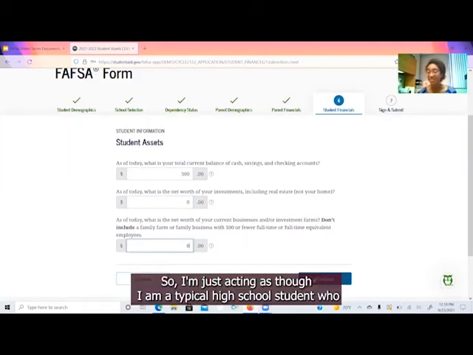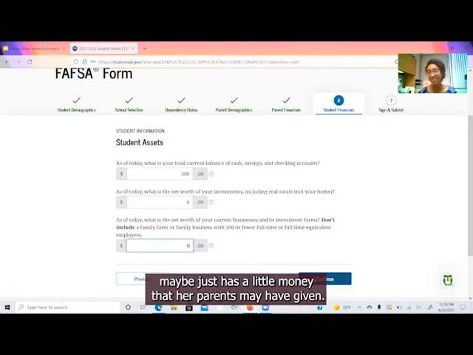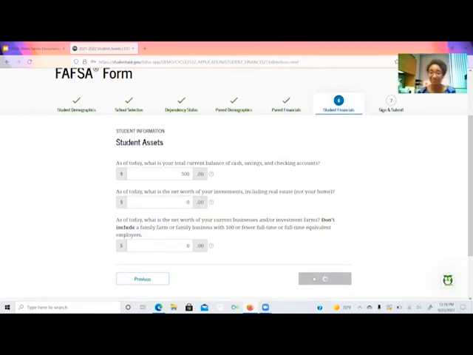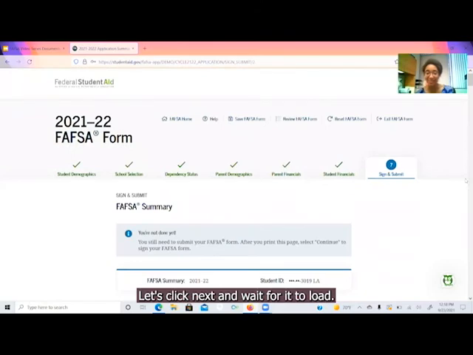So I'm just acting as though I am a typical high school student who maybe just has a little money that her parents may have given. Let's click next and wait for it to load.